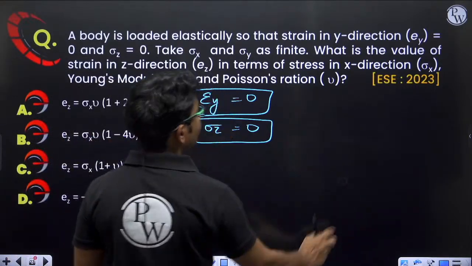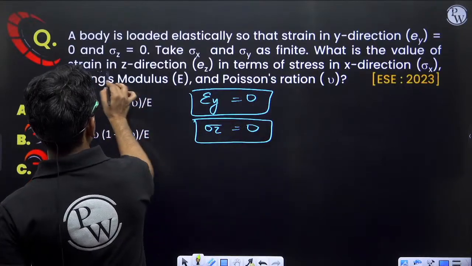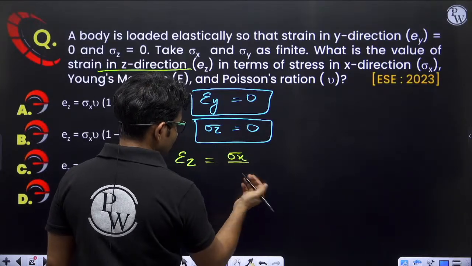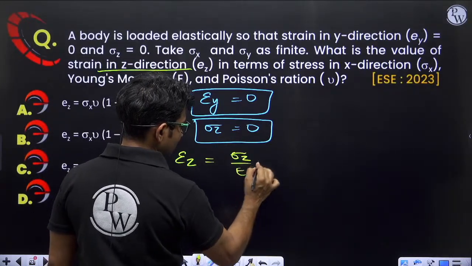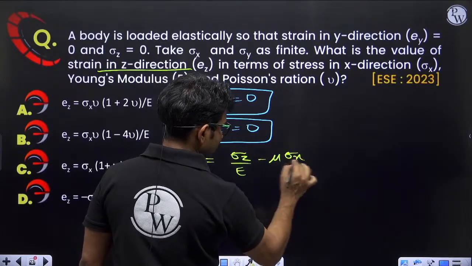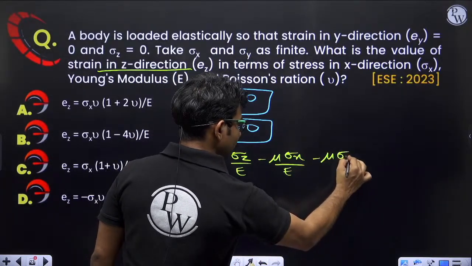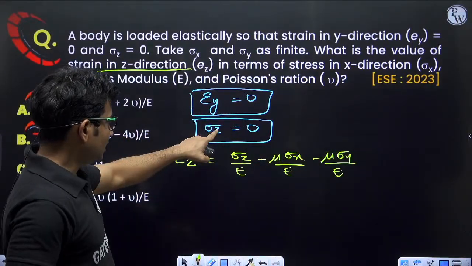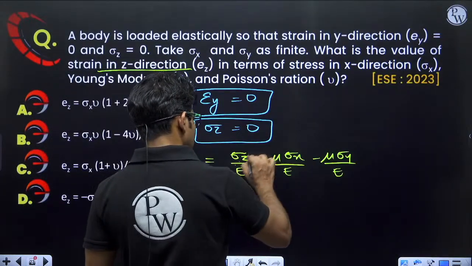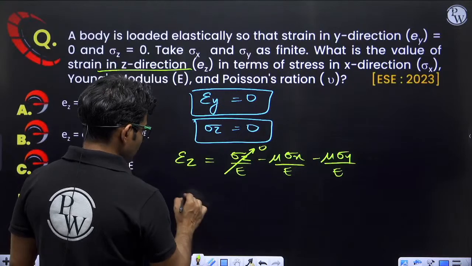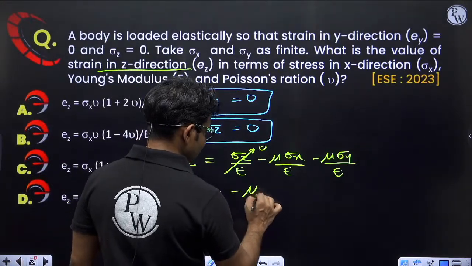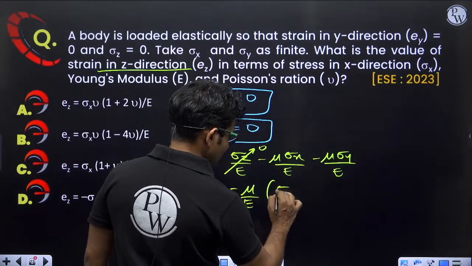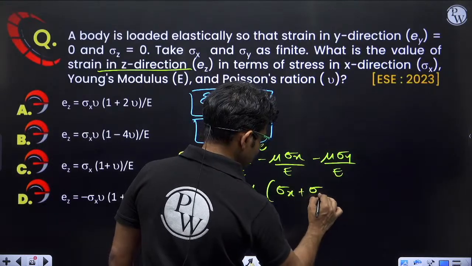What we have to calculate? We have to calculate the value of strain in z direction. So epsilon z we have to calculate. So epsilon z will be equal to sigma z upon E minus mu sigma x upon E minus mu sigma y upon E. This is generalized Hooke's law. Now if we use this, and here sigma z is 0, so epsilon z will be equal to minus mu by E (sigma x plus sigma y).